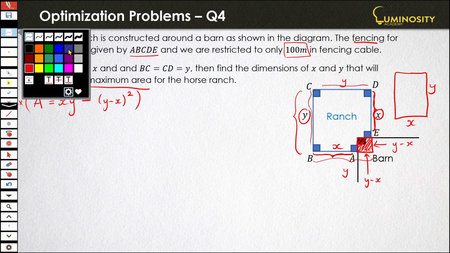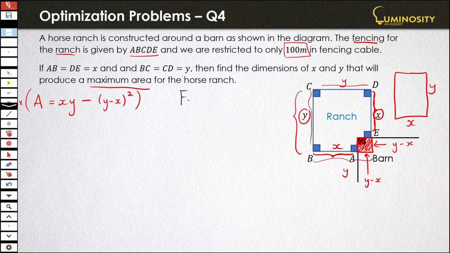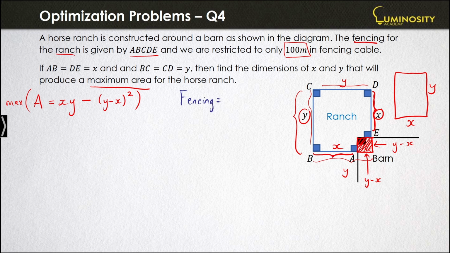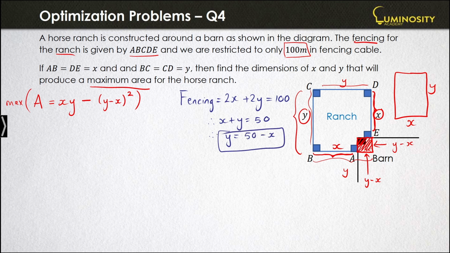The fencing is made up of these two pieces of X plus these two pieces of Y, and that must be 100 meters in total. If I divide both sides by 2, I get X plus Y equals 50. Then if I isolate Y, I can write that as 50 minus X. Now that is Y in terms of X. So if we substitute that into the area formula, we can have just a function of X alone.